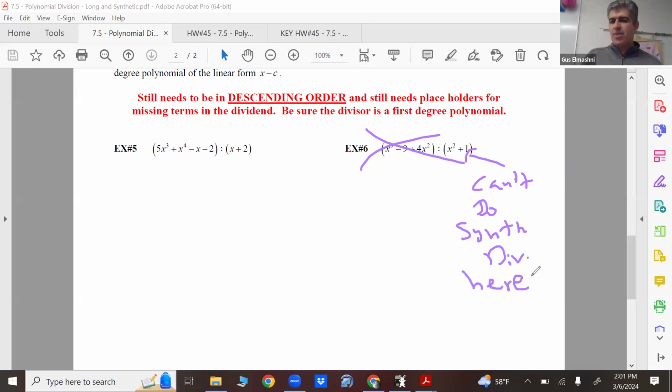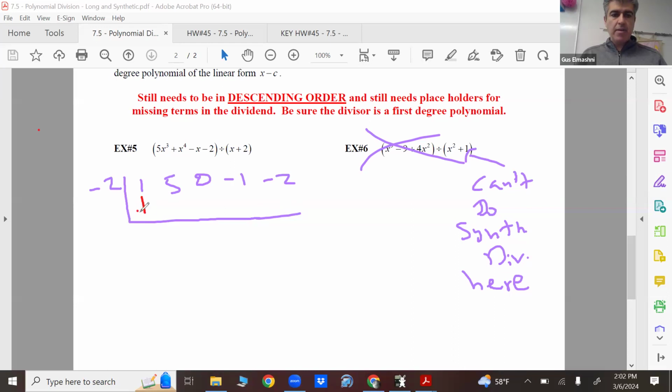Yeah, can't do synthetic division there, so forget about, for example, 6. Let's do it for example 5. -2, and it's got to go in order, right? So 1, 5. Now, what comes after the 5? Good, 0, -1, and -2. And you just bring down the 1, multiply, add, multiply, add, multiply, add, multiply, add.